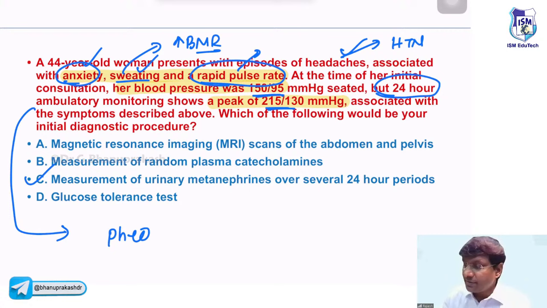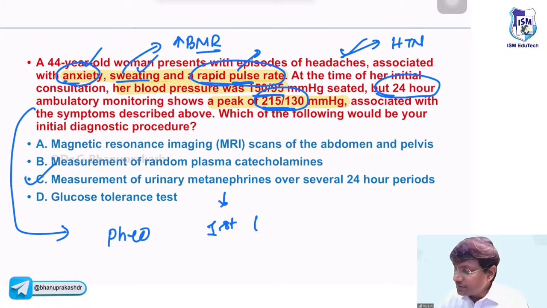And if you take the blood pressure, there is episodic hypertension. Why is this episodic hypertension? That is because of pulsatile release of your catecholamines. So for diagnosing pheochromocytoma, the very important first line investigation is the 24-hour urinary metanephrines over a 24-hour period. All right. So the answer is C here.